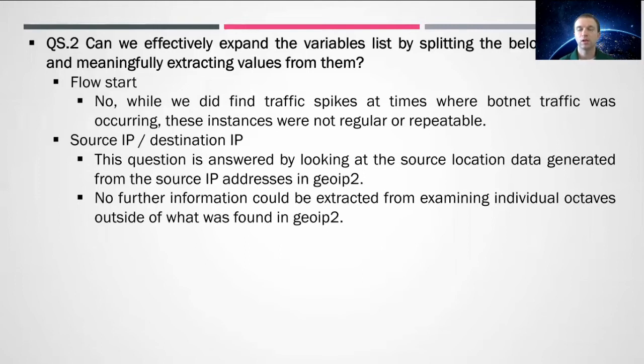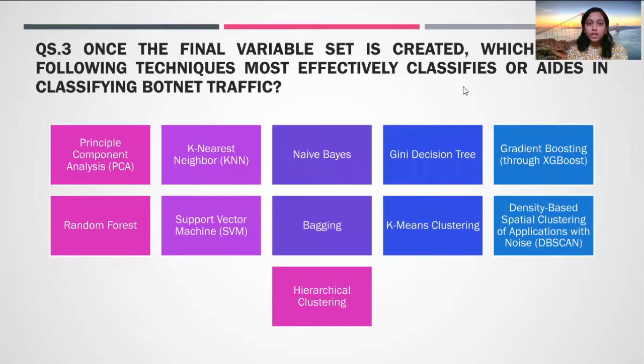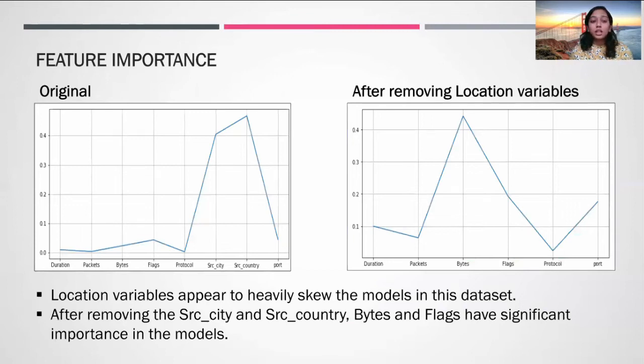And Mukula is going to start talking about the classification algorithms next. The third question in our project is to apply various machine learning models on our dataset and see which one among them effectively classifies the botnet traffic. So the models that we're using are PCA, random forest, KNN, SVM, naive Bayes, bagging classifiers, hierarchical clustering, Gini decision tree, k-means clustering, XGBoost, and DBSCAN, all of which we studied in Dr. Song's class.